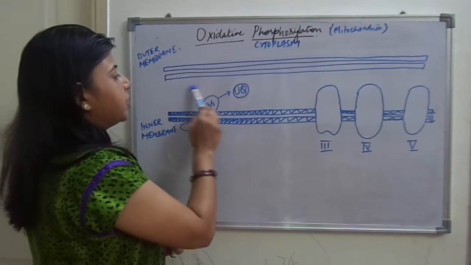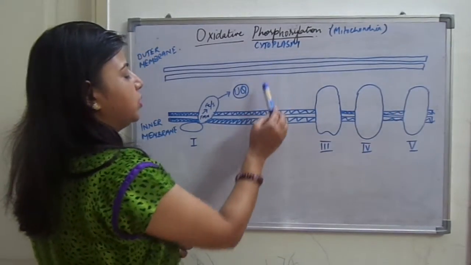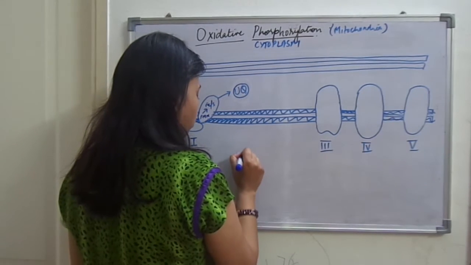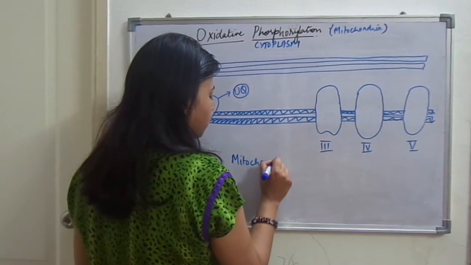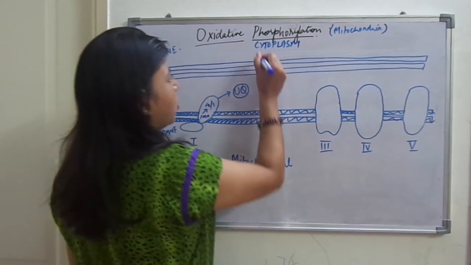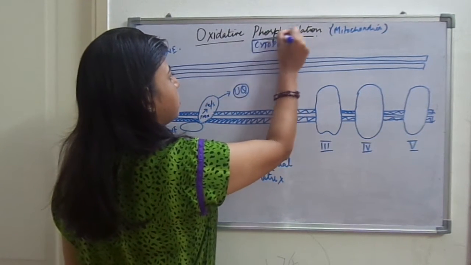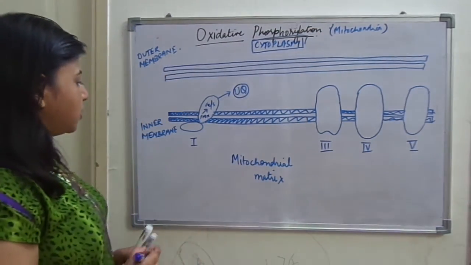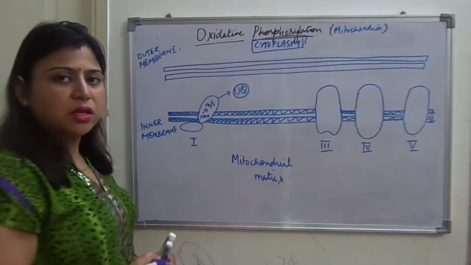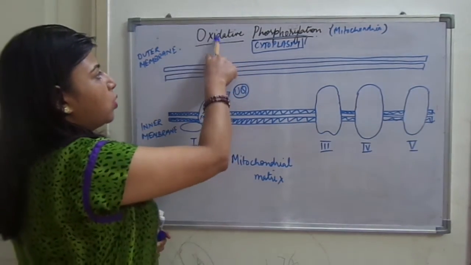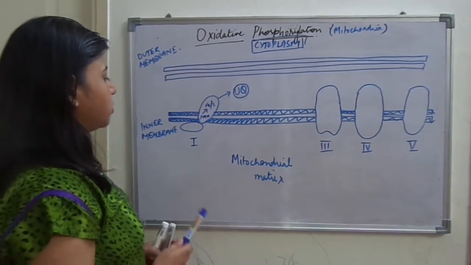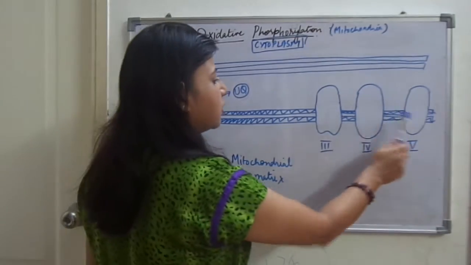So there will always be an intermembrane space present between the two membranes. Obviously, this part becomes the mitochondrial matrix, and this outer part is the cytoplasmic part. Right? This inner membrane of mitochondria has a lot of proteins, although all membranes have lots of proteins, but here, because I am talking about oxidative phosphorylation, the proteins involved in oxidative phosphorylation are present in this inner membrane.